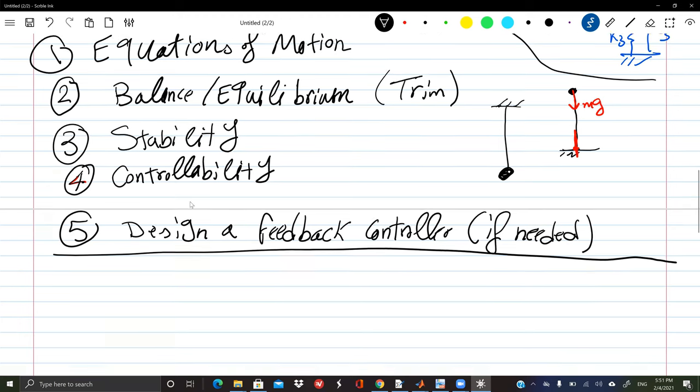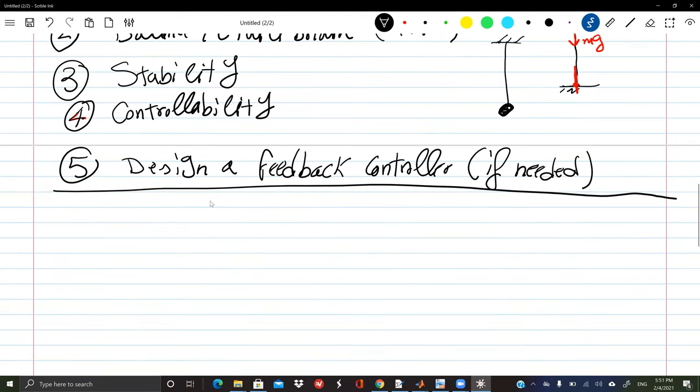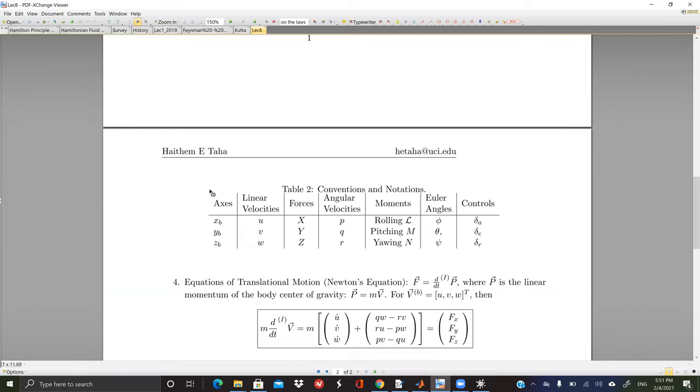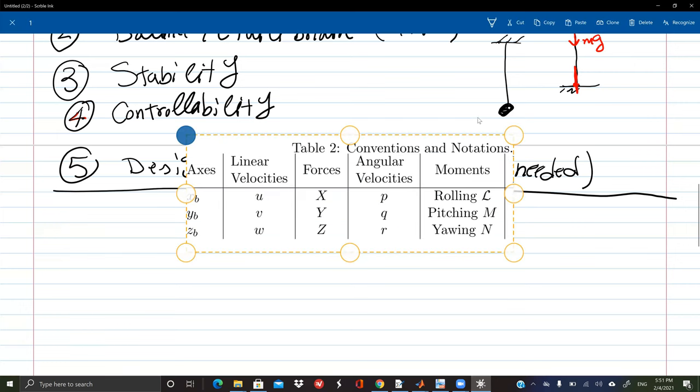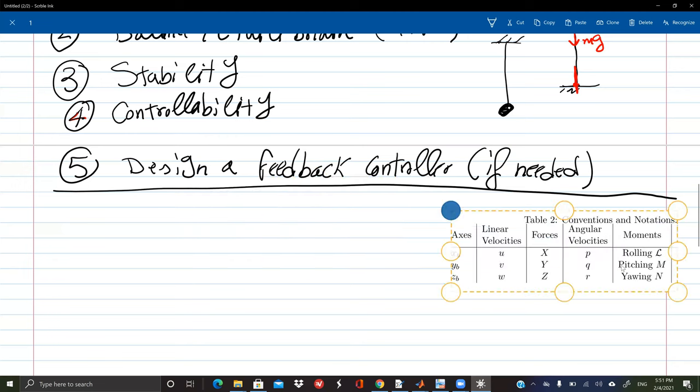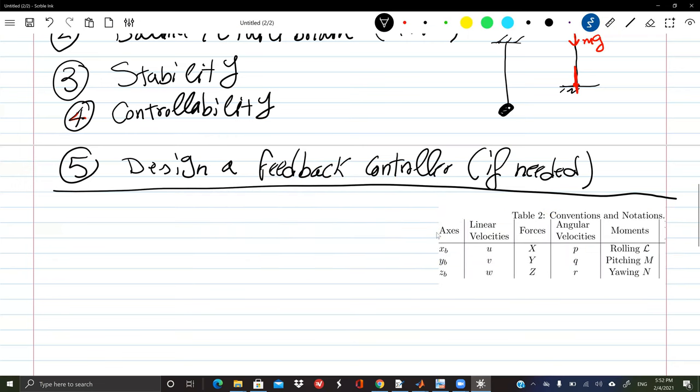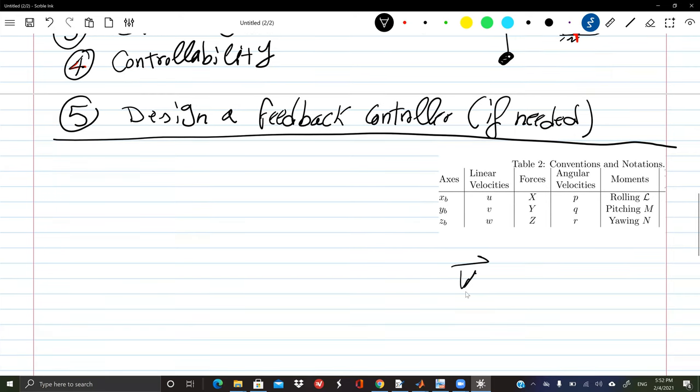All right, guys, so let's do the equations of motion together. For this, I need this. These are my axes. The velocity vector is simply U, V, W along these axes, which means that my velocity vector is simply U, V, and W, right? The forces, if I'm going to write the force as a vector, it's large X, large Y, large Z.